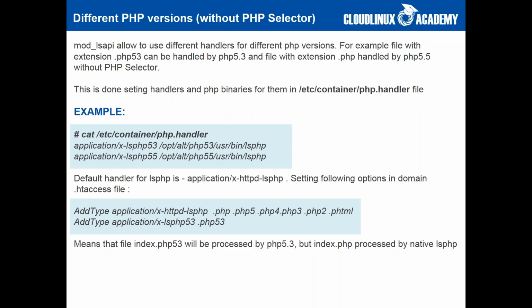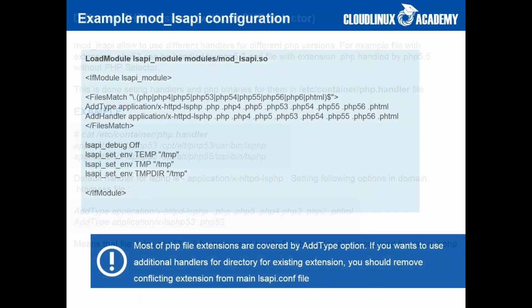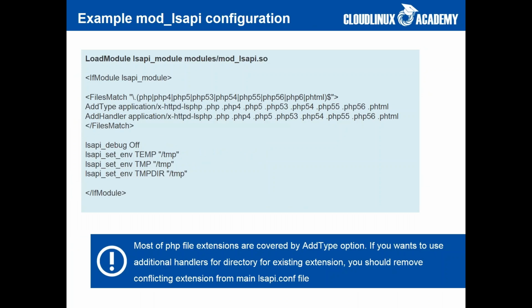Now, with an htaccess file, we can point which PHP is to be used depending on the extension. In this example, index.php53 will be processed by PHP version 5.3, while index.php will be processed by native PHP. Even more, you may use this functionality for PHP per directory if the website engine used depends on different PHP versions. Here is an example Mod LSAPI configuration file, if LSAPI has been enabled globally.